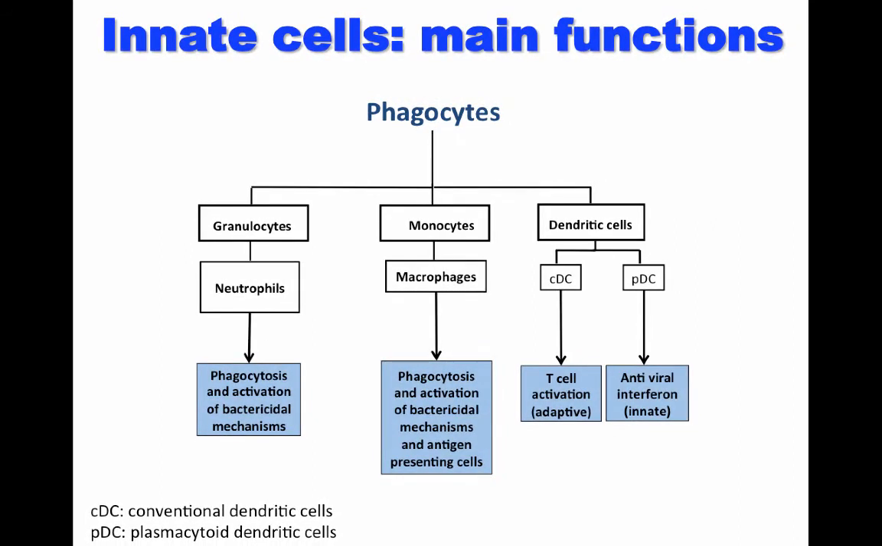Innate cells include phagocytes and non-phagocytes. Among the phagocytes, we have granulocytes, which include all the phils: eosinophils, neutrophils, and basophils. However, out of these three, only neutrophils are phagocytes. The main function of neutrophils is phagocytosis and activation of bactericidal mechanisms.